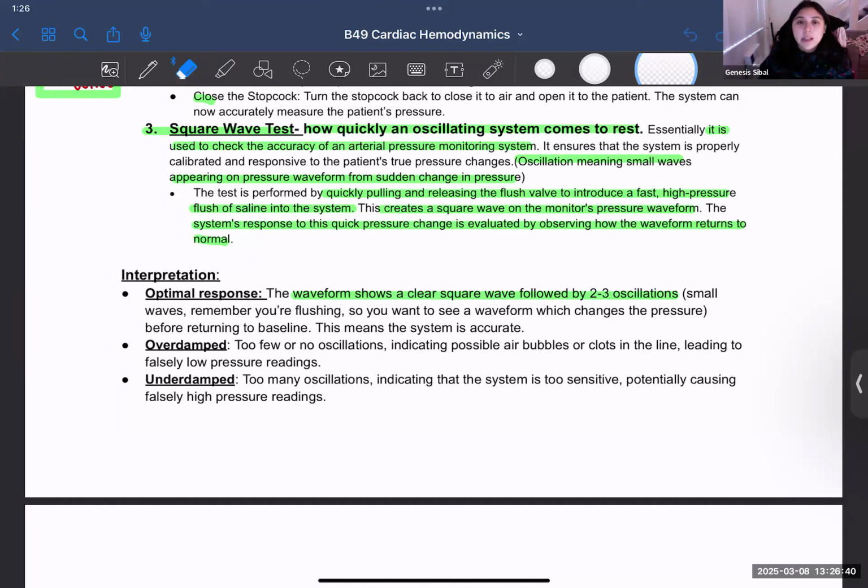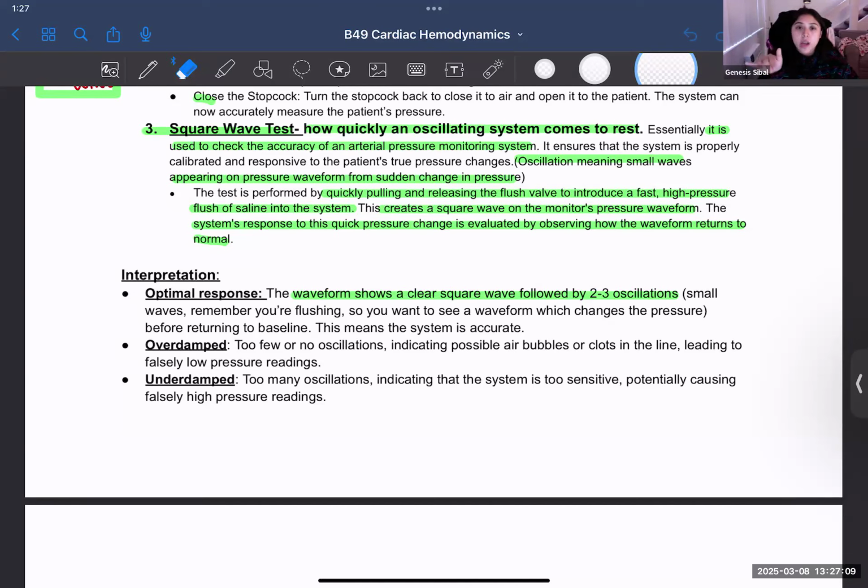Where, we're really quickly giving a saline flush almost, and on the waveform on the monitor you'll see where it changes, and it should create a square wave. So that's basically what we're talking about with the square wave test. Oscillation meaning the small waves, but we have to make sure it's accurate, right? That there's a higher amount of pressure right now. So if I pull the flush valve, I know that's basically like giving a fast IV push almost. I should see a change on the monitor.